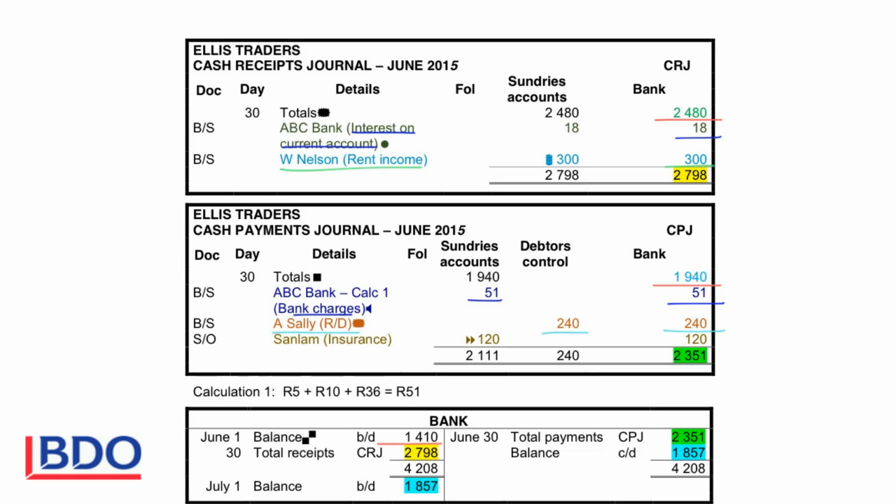In the cash payments journal, we will show that the check was issued to Sanlam to pay insurance, so the expense insurance will be debited and the money in the bank will be reduced with 120 Rand.